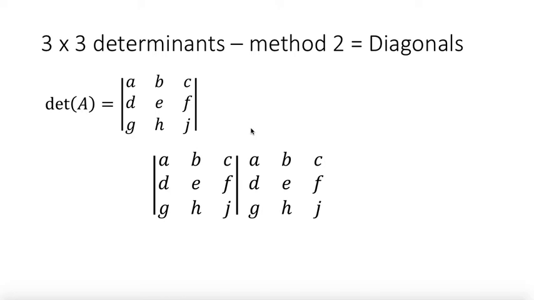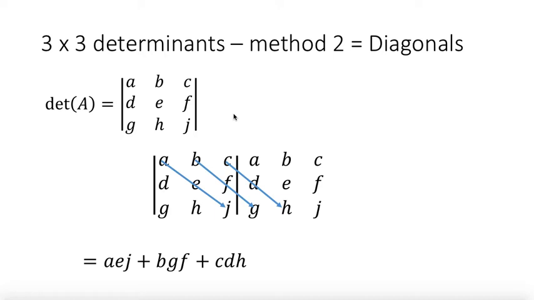However, there's another, better way to do it. This is the diagonal method. What you do is you write the matrix down twice next to each other. A B C, A B C, D E F, D E F, G H I, G H I. And you go down diagonals. So you take the first diagonal, A E J, and then you add the next diagonal, B F G. Then you add the next diagonal, C D H.